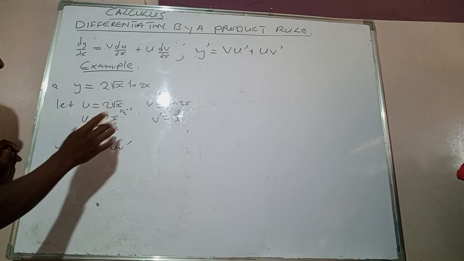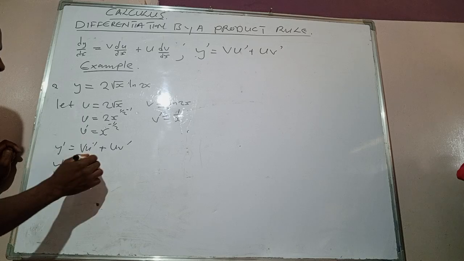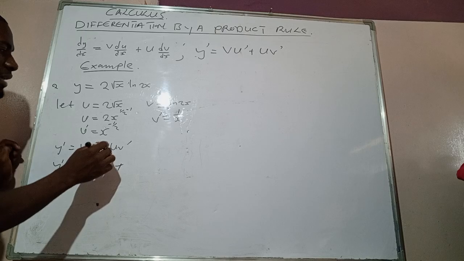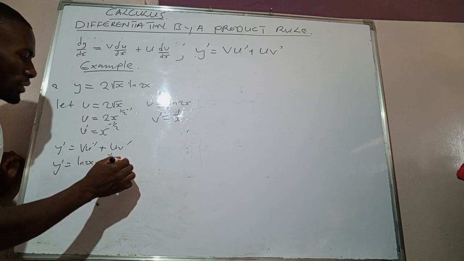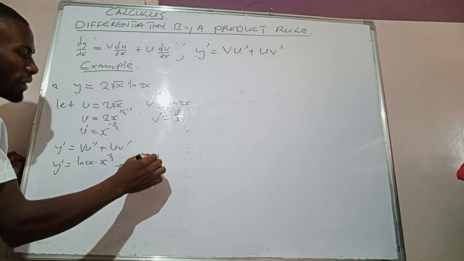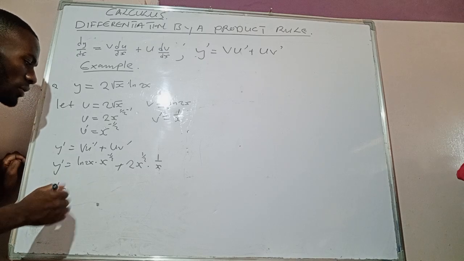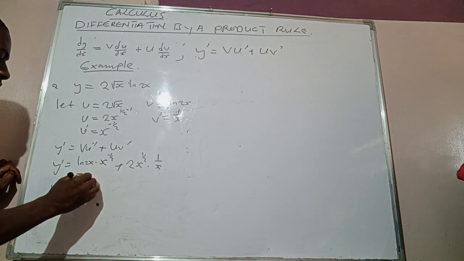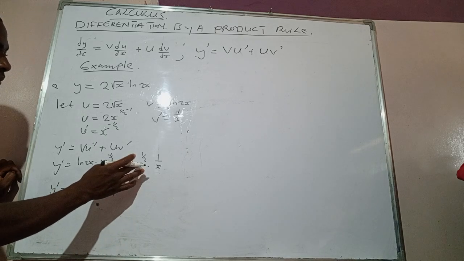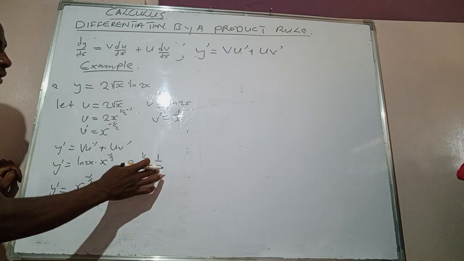So y prime is equal to v. v is ln 2x multiplied by x to the power negative 1 over 2. Then plus, what is our u? Our u is 2x to the power half multiplied by v prime, which is 1 over x. So our y prime is going to be x to the power negative half ln 2x plus, you have 2. Here we have x and there you have x.